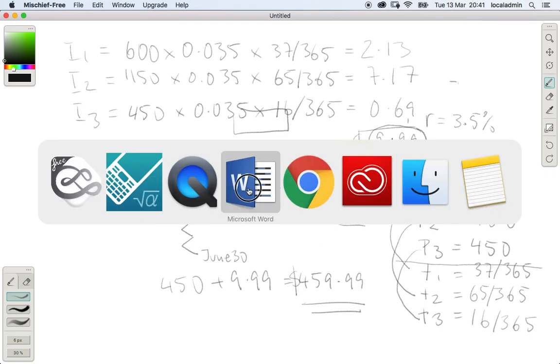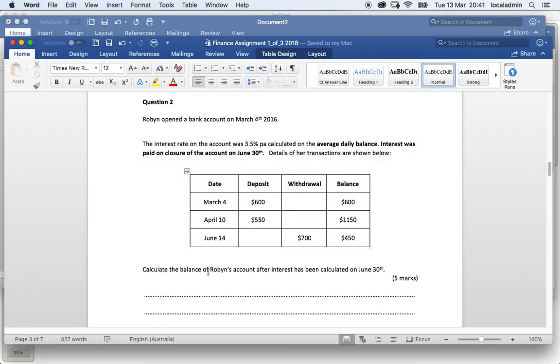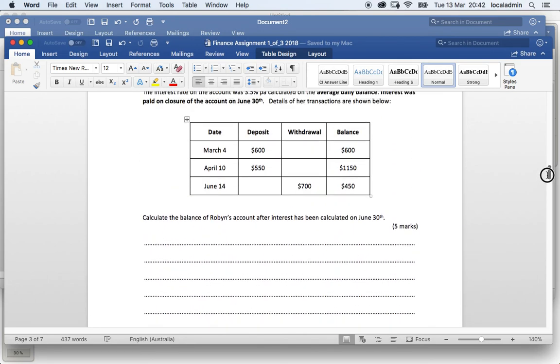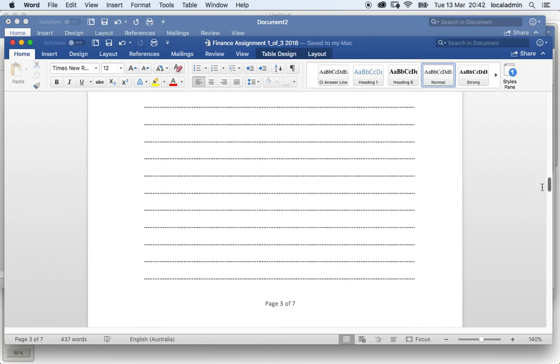And let's just see if we missed something. Calculate the balance of Robin's account after interest has been calculated on June the 30th. Okay, so that's a big one, that's worth 5 marks, and that took a while as well. So that's it for now.